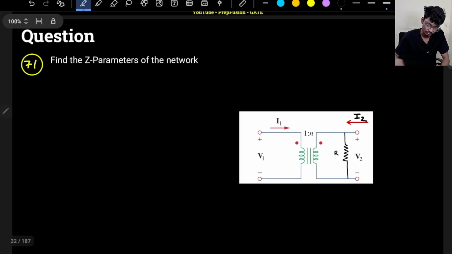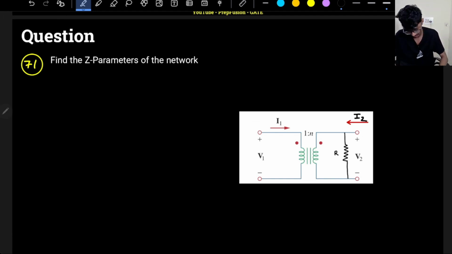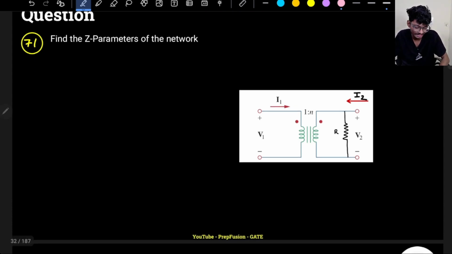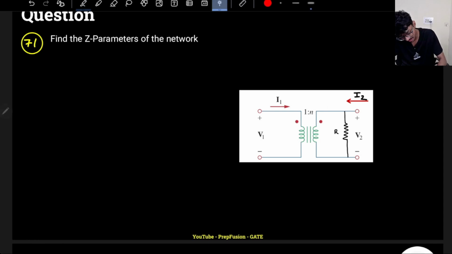Okay, so now if you find out the parameters, for this I will tell you at the starting itself that the Z parameters will exist. Because here my I1 is not directly a function of I2. Yes, the transformer internal currents are functions of each other, that is correct, but we are not discussing the transformer internal currents. We are discussing I1 and I2, the port currents. So these two things are different.